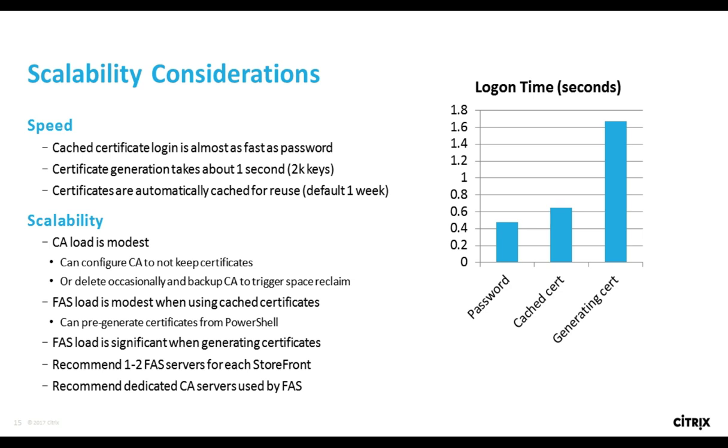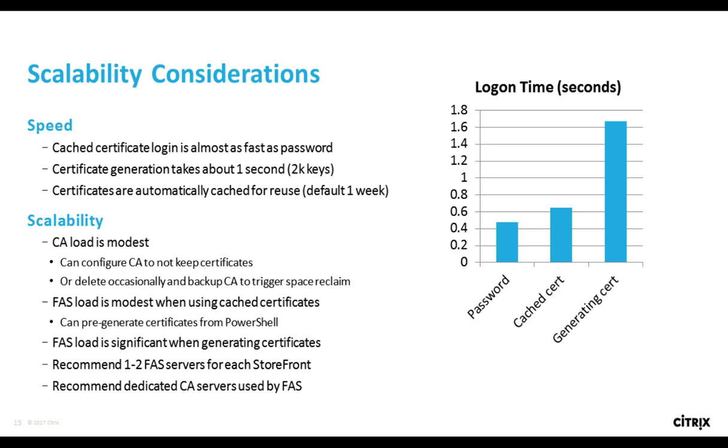The load on the FAS server is significant when we're generating the certificates. We do have quite a bit of CPU that's required and taken up when we're trying to generate that cert. So in that case, we do recommend that 1 to 2 FAS servers are available for each storefront server. And we also recommend a dedicated CA server that's used by FAS. So for about 10,000 users or less, a FAS server with about 4 CPUs should be sufficient.